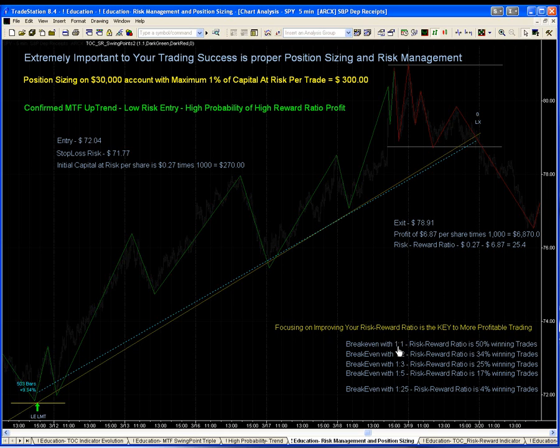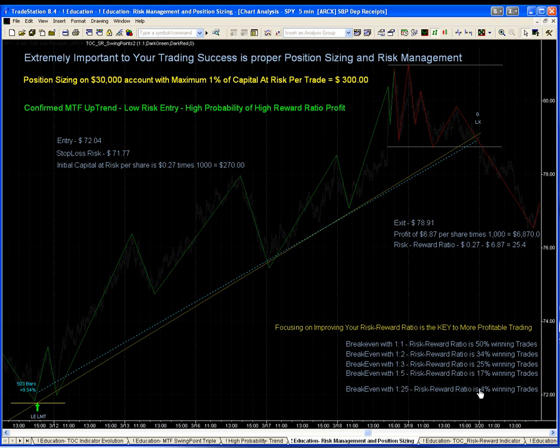Now, if you were to look at getting a 1-to-1 risk reward ratio, it takes 50% of your trades to break even. And we're ignoring commissions and slippage, so it would have to be just a couple percent higher than that. But basically, that's 50% on a 1-to-1. If you have a 2-to-1 risk reward ratio, that would be 34% for break even. A 1-to-3 risk reward ratio would take 25% for a break even. A 1-to-5 would take 17% to break even. A 1-to-25 would take 4% of your trades being winners to break even.